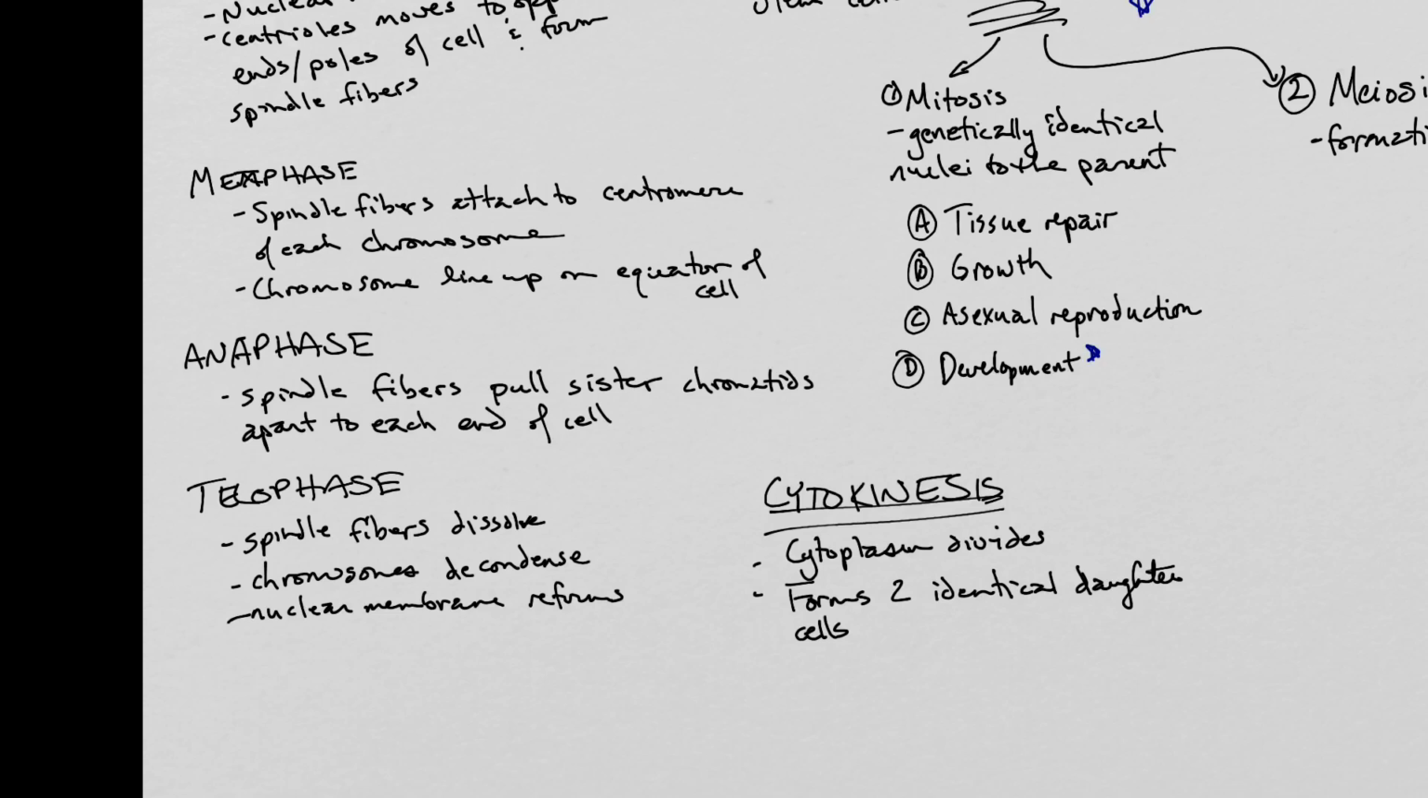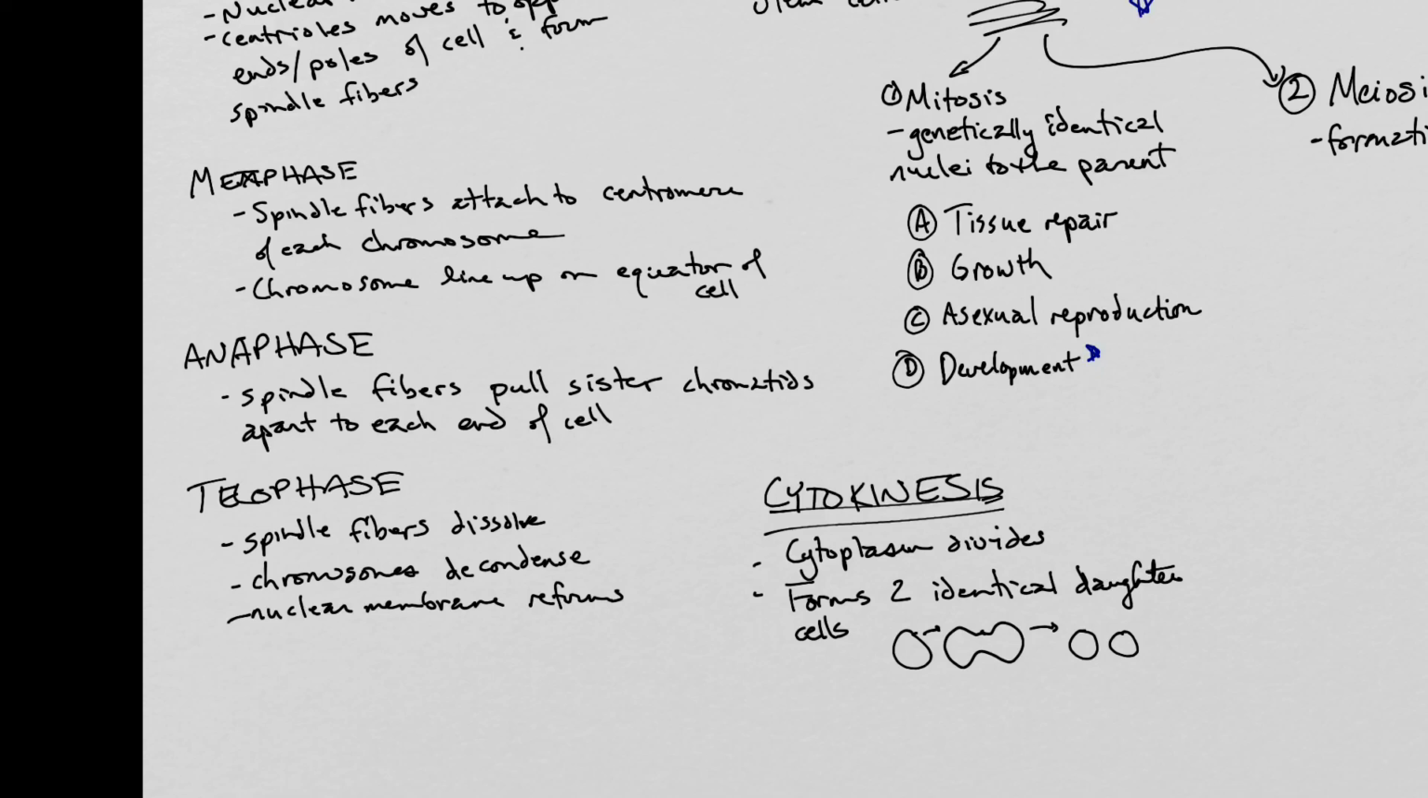Two identical daughter cells. So this kind of starts at the end of anaphase, really picks up into telophase. And in animal cells, it just kind of involves the cell going from this to stretching in the middle, and then finally pinching off into two smaller cells.